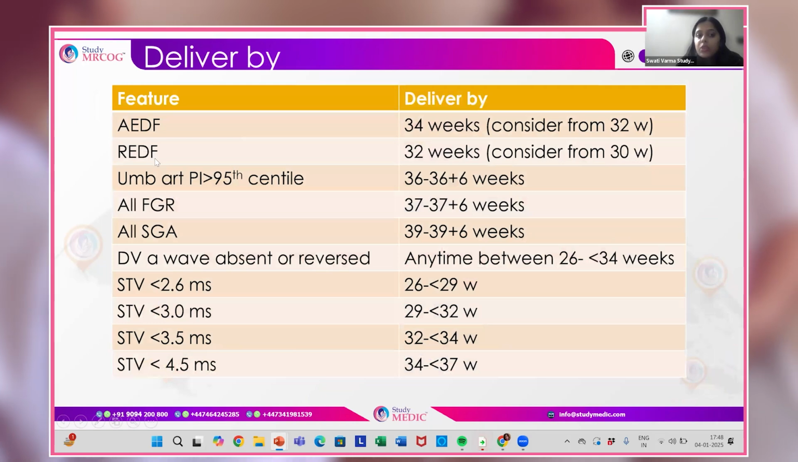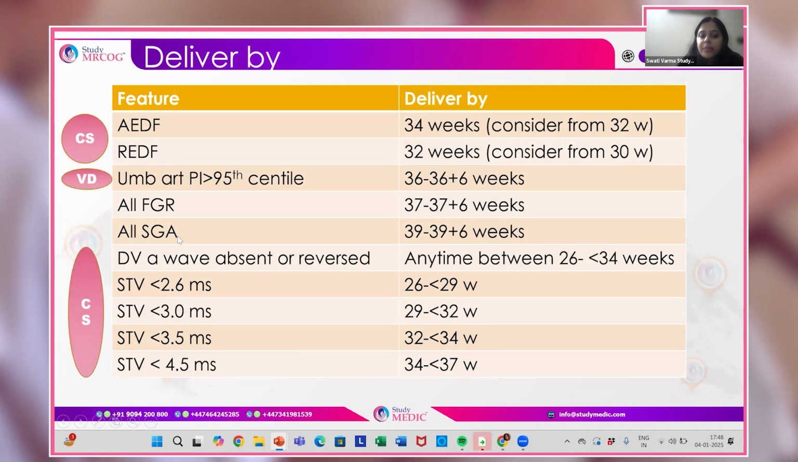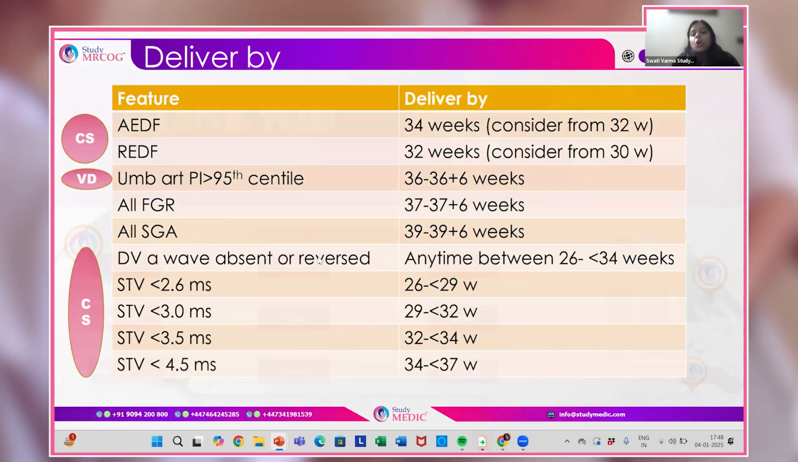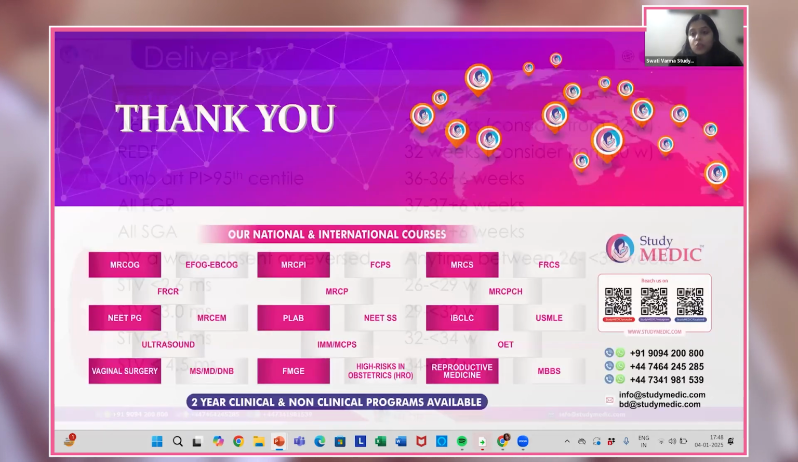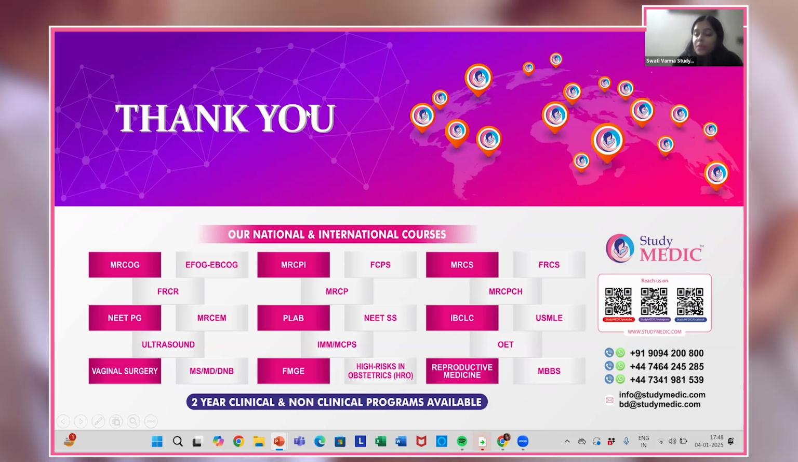In absent diastolic flow or reversed end diastolic flow, you will offer CS. In umbilical artery PI more than 95th, you can perform vaginal delivery. In all these cases where DV A wave is absent, STV is less than the threshold values, there you will offer her CS. So these were 10 SBAs and EMQs which were based on the latest exam. They were the latest exam tested questions, and hope this helps.